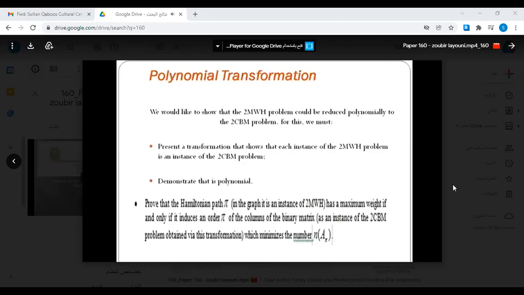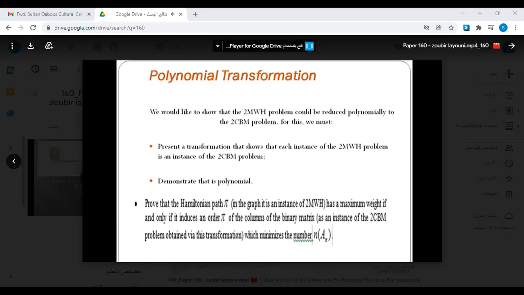The polynomial transformation. Here we show that the 2MWH problem can be reduced polynomially to the 2CBM problem. For this, we must present a transformation showing that each instance of the 2 maximum weight Hamiltonian problem is an instance of the CBM problem, and demonstrate that it is polynomial. We prove that the Hamiltonian path P has a maximum weight if and only if it induces an order P of columns which minimizes the number NAP.